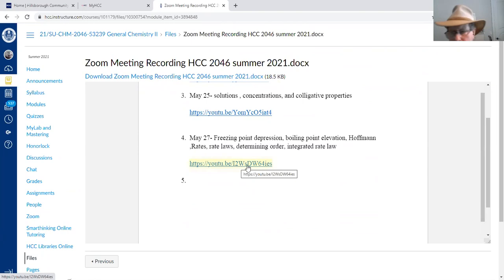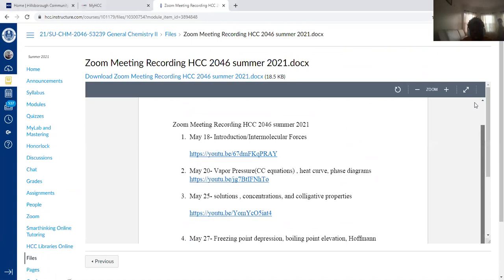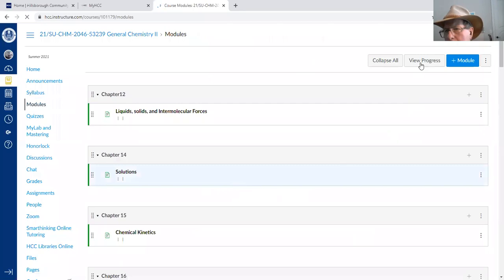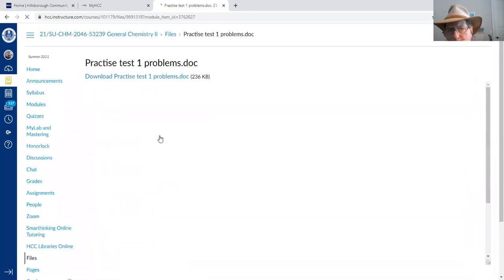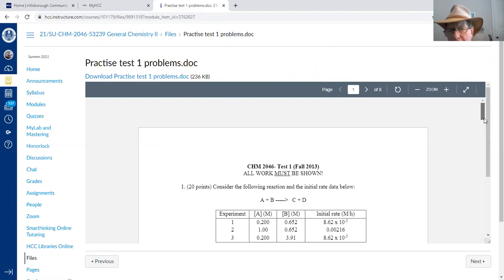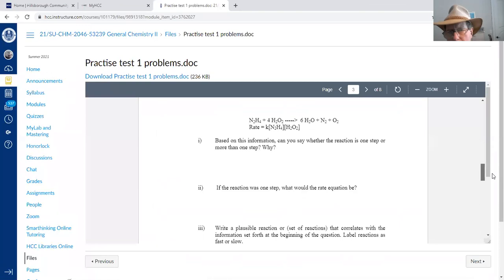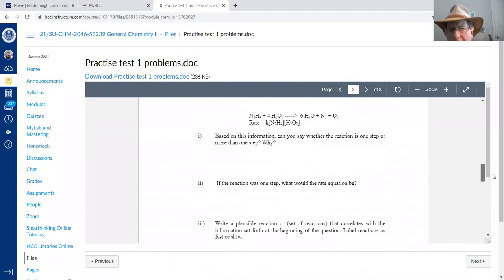Are tests both multiple choice and the short answer? Yes. Let's see, something else in modules. There are thinking questions and there are practice test problems. I just showed you what the thinking problems are like. This gives you an example of what I'm thinking about for these particular questions. As I said, don't worry about the mechanism problem.